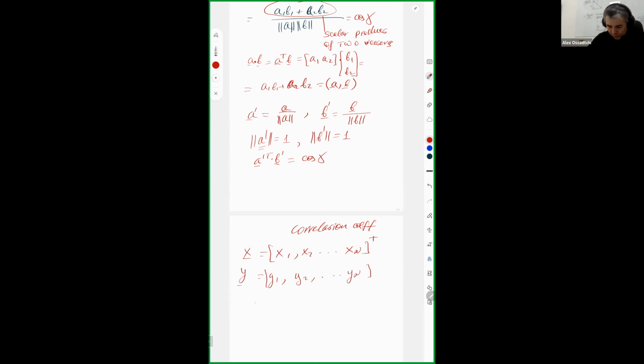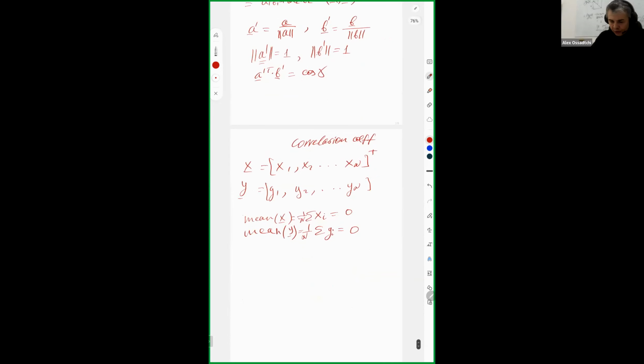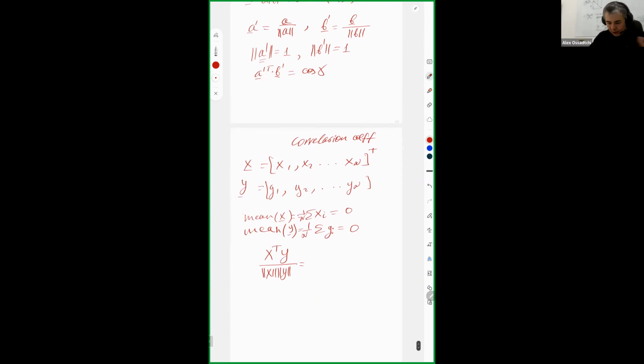And then assume for now that the mean of x, which is equal to 1 over n sum of x sub i, is equal to 0, and the same for the mean of y, which is 1 over n sum of y sub i, is also equal to 0. This is just to avoid some unnecessary complications. Then the correlation coefficient of two vectors is basically x transpose y divided by the norm of x divided by the norm of y. This is very simple to show, because you know the expression for the correlation coefficient: you have to multiply each pair and sum them up, right?